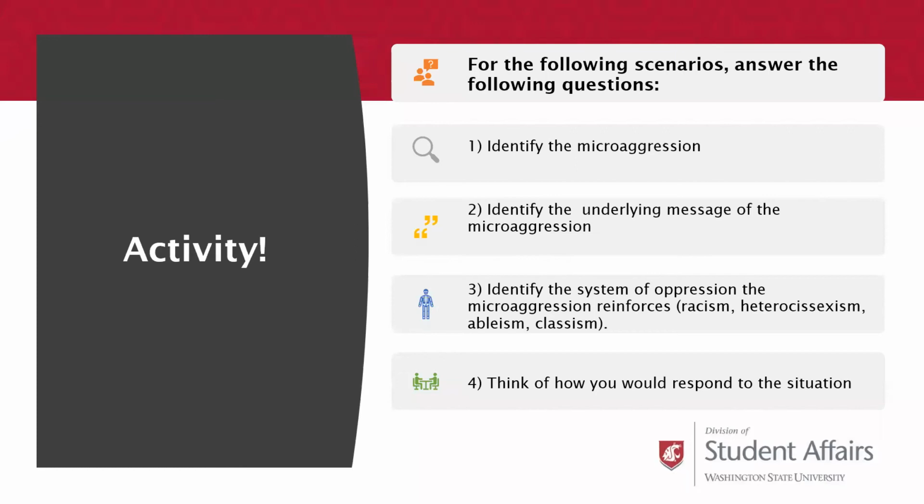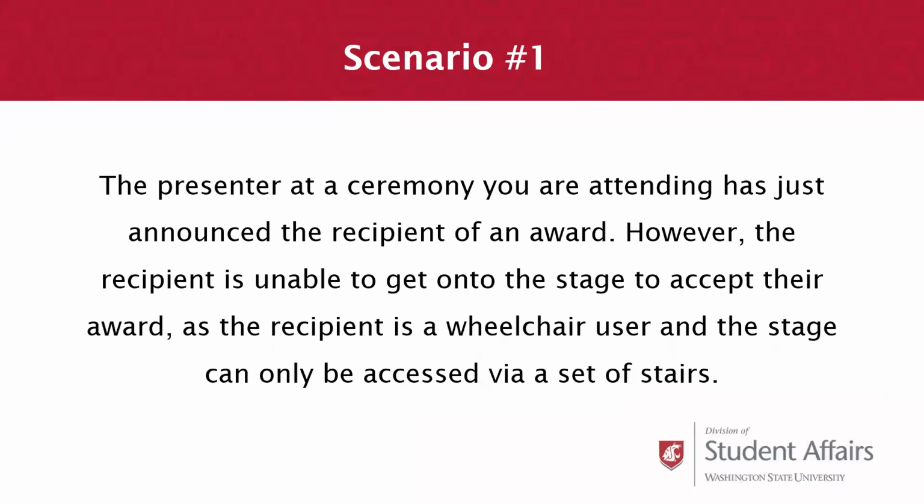You don't have to memorize it. It's already on the next slide. So the first scenario is the presenter at a ceremony you are attending has just announced the recipient of an award. However, the recipient is unable to go onto the stage to accept their award as the recipient is a wheelchair user and the stage can only be accessed via a set of stairs.